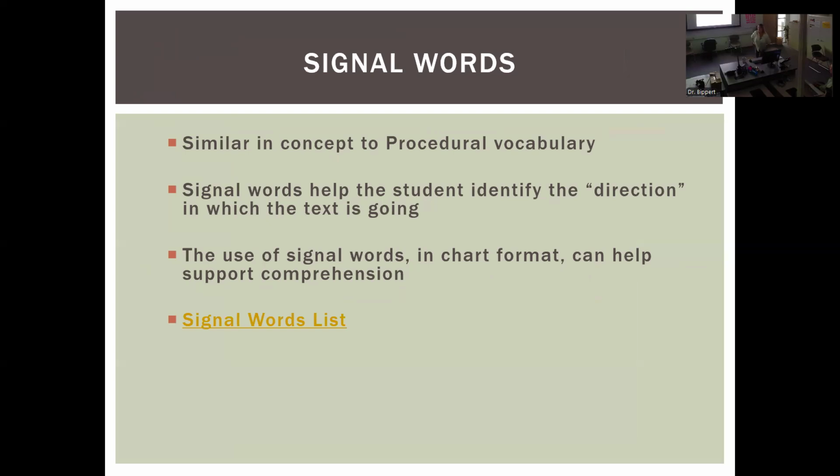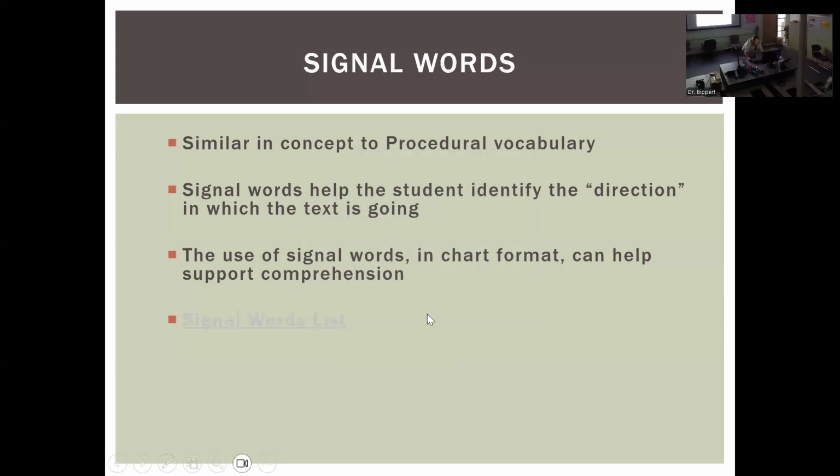It's signal word list. It's another word list. I'm almost certain my link is dead. They changed the website. I was so disappointed just a few years ago, but it's really similar. Signal words help students identify the direction a text is going. The use of signal words in chart format can help support comprehension. If the link's dead, I'm going to find another place. I know it lives out there.